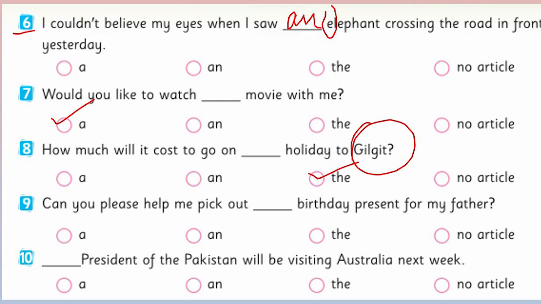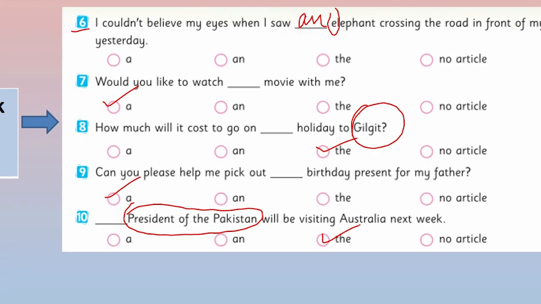Look at the ninth one. Can you please help me pick out a birthday present for my father? Yes, we will choose a here. Look at the tenth one. The President of Pakistan will be visiting Australia next week. Here the President of Pakistan is specific and a proper noun, so we will choose the here.